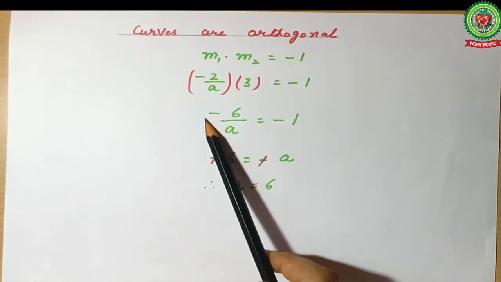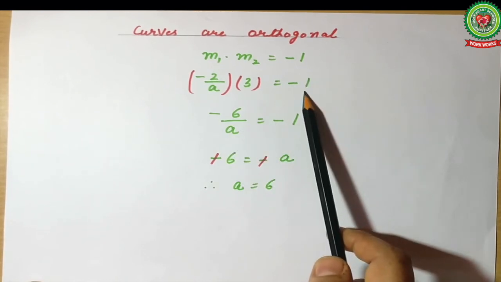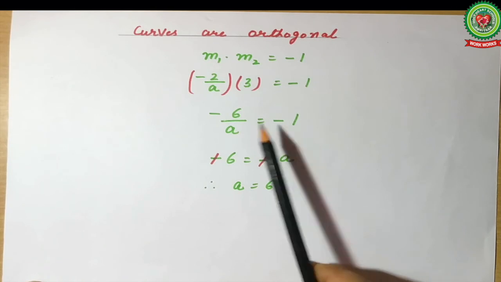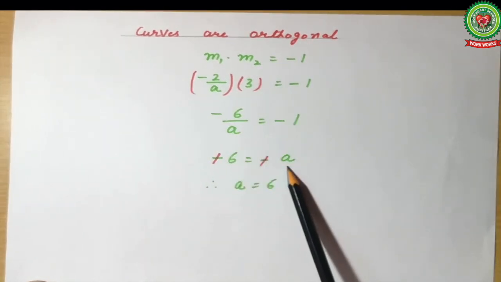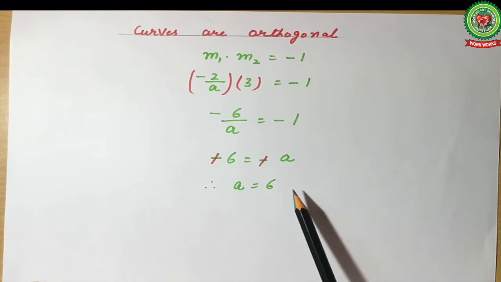We can put in the values. It will be minus 6 upon a is equal to minus 1. We can calculate by cross multiplying. Now minus 6 is equal to minus a. Minus minus cancel. Therefore a is equal to 6. So very easy concept, this one.